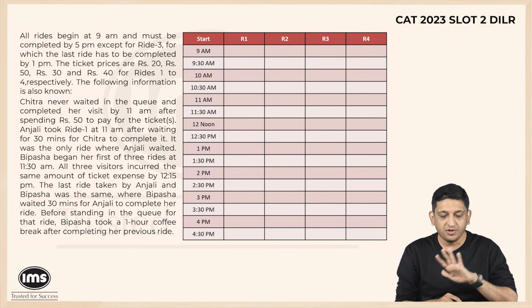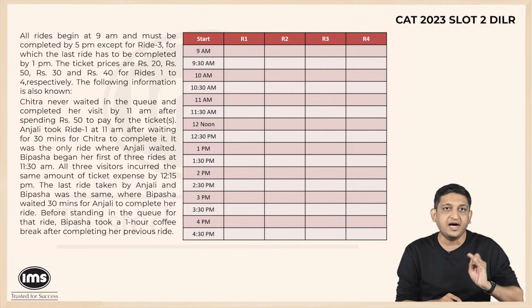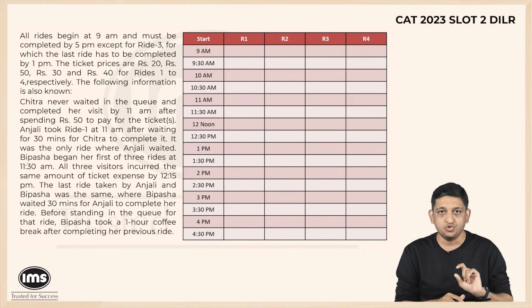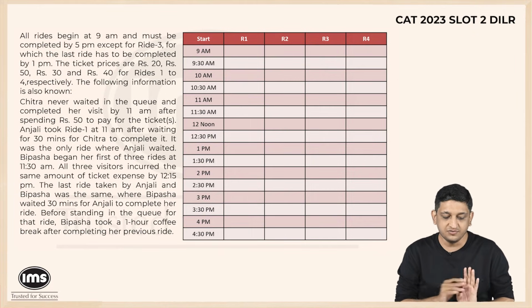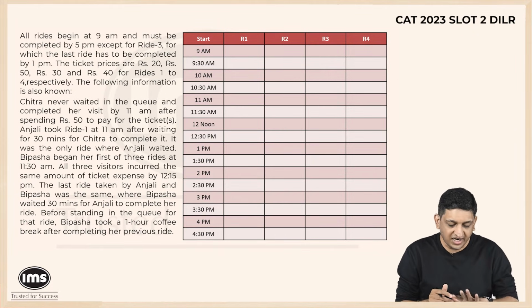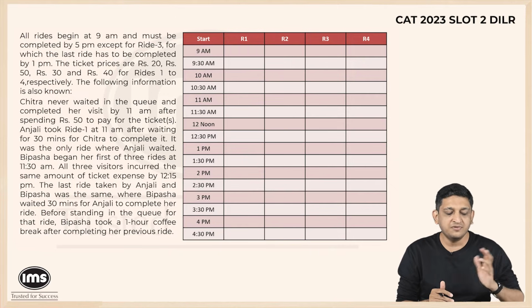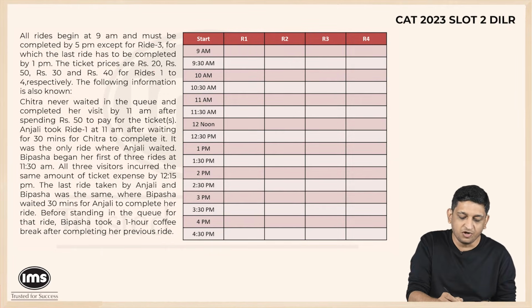I have put everything from 9 to 4:30. These are all the start times for half hour slots. So 9 to 9:30, 9:30 to 10, and so on. Each block represents a half hour slot. So that is what is present here, right? Now if you look at the data that has been given to us, 20 rupees, 50 rupees, 30 rupees, 40 rupees, this is what we have here.